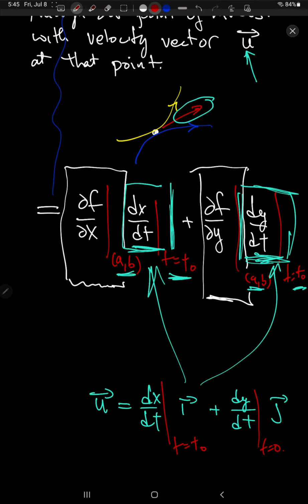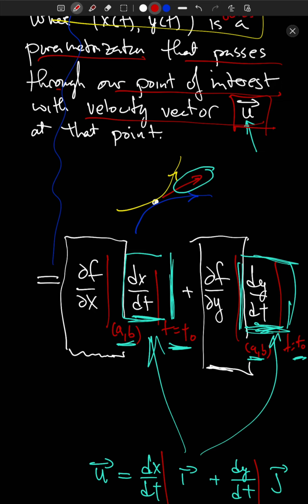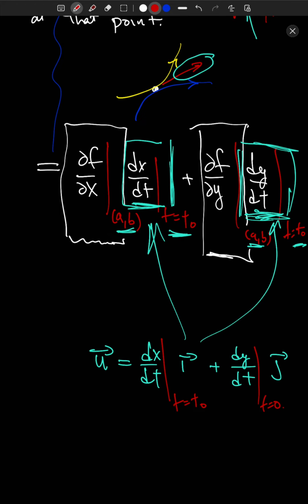That's what we said in our definition up here, right? A parameterization that passes through our point of interest with velocity vector exactly u, where u is a unit vector. It not only has to be in the same direction as u, it has to be exactly the unit vector in that direction. And so there's no ambiguity as to what dx dt and dy dt are. They're exactly u, and u is a unit vector.